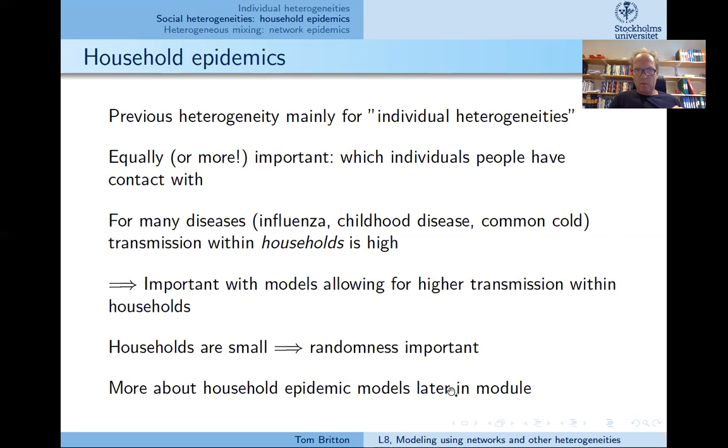So this is this slide. I should have removed this one. I will not talk much more about the household models in this course.